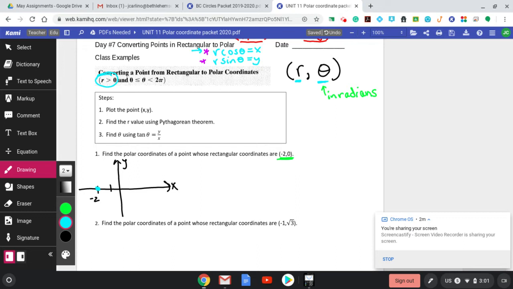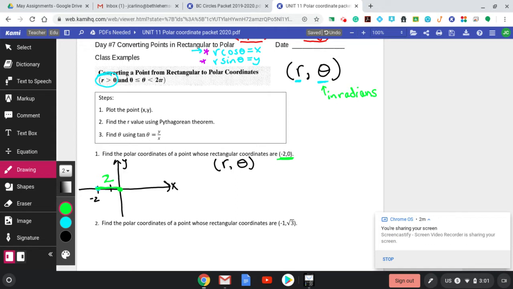Again, polar coordinate is r comma theta. R is the distance from the pole, the origin, to your point. So this is all I'm asking here: what's the distance from the origin, the pole, to the point? We don't need to do anything special. That's a distance of 2, isn't it? So we got our r value already. It's 2.